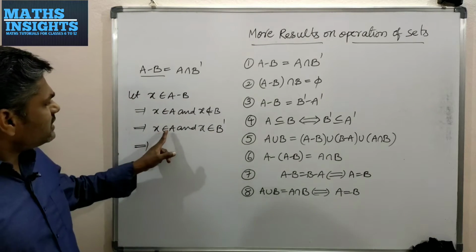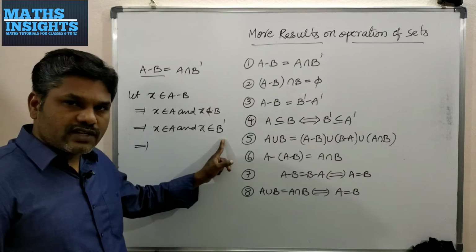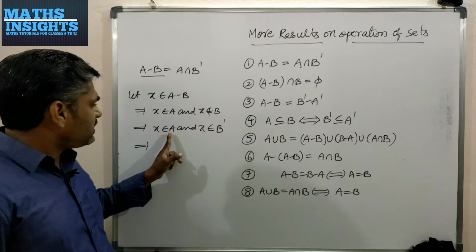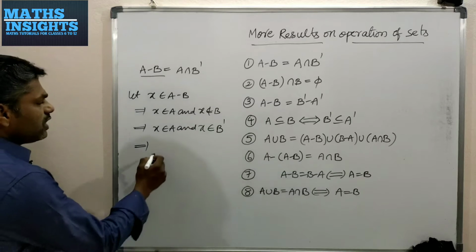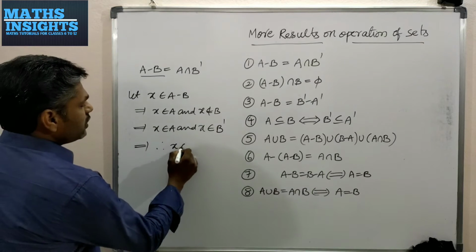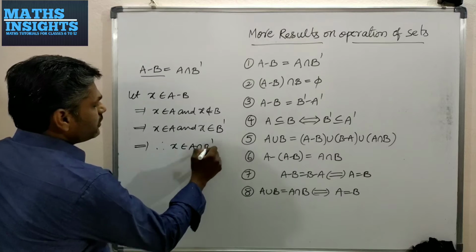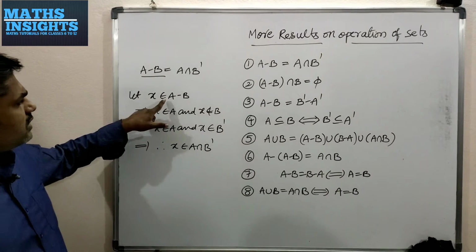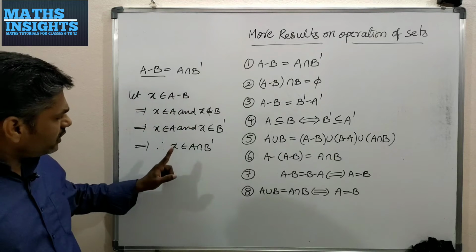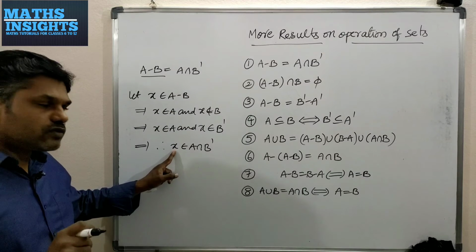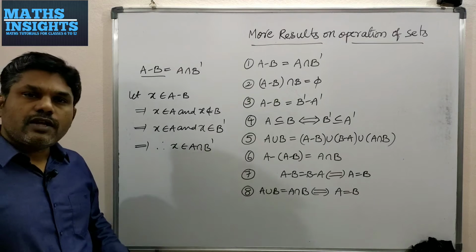See, x is in a and b dash. That means it is in the intersection of two sets a and b dash. Therefore I will write x belongs to a intersection b dash. That means I have taken the element x in a minus b, and I am proving that the same element is also in a intersection b dash.